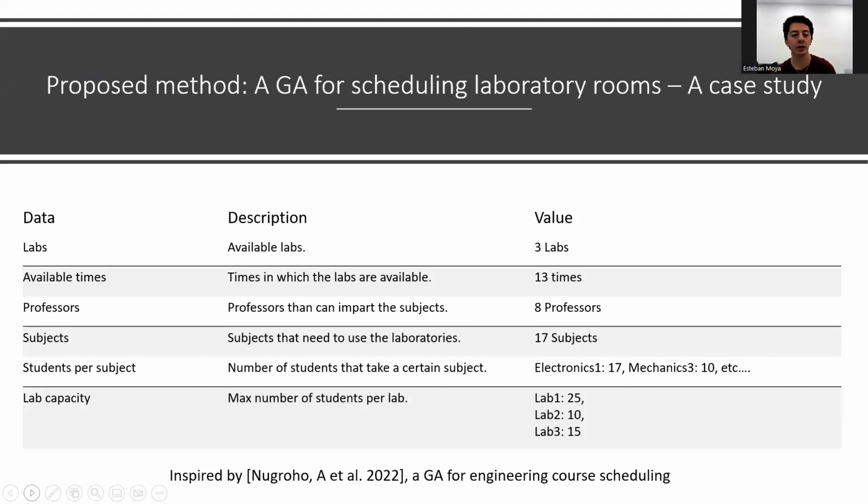The data set that we chose for this case study was based on the information that we had back in the first semester of 2022. We have the availability of 3 lab rooms. We also had 13 different times in which the lab was available for use. The number of teachers that required practices was 8, and among them there were 17 different subjects, such as electronics, mechanics, and more. Finally, we had a different capacity for each lab room. The first one had 25 spaces, the second one 10 spaces, and the third one 15 spaces.